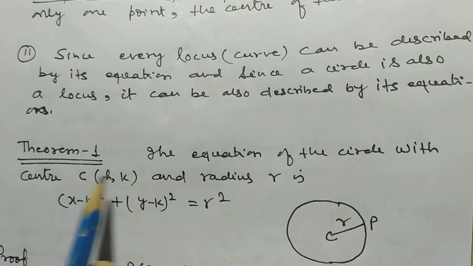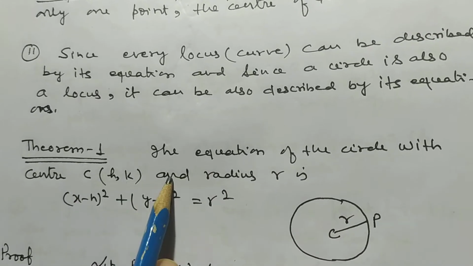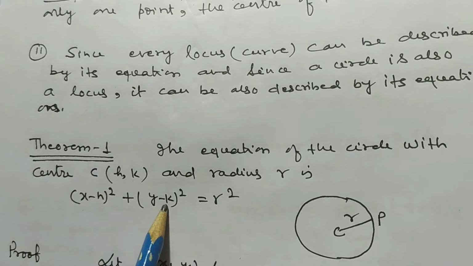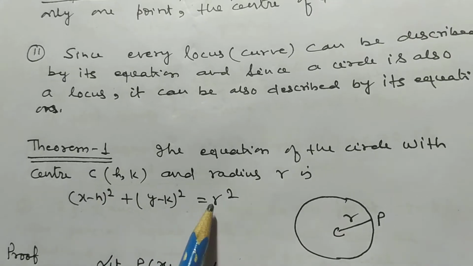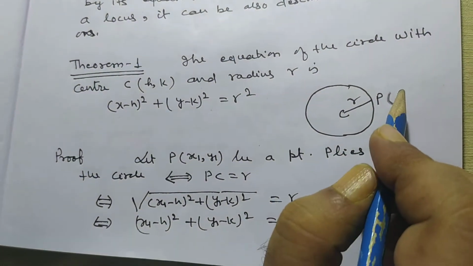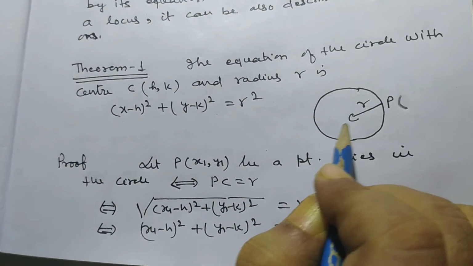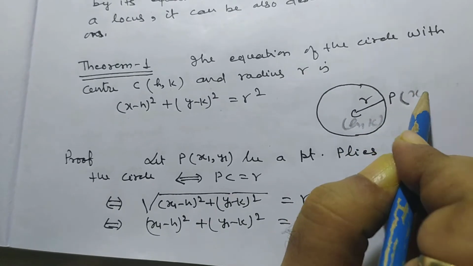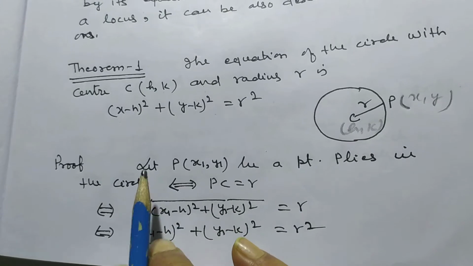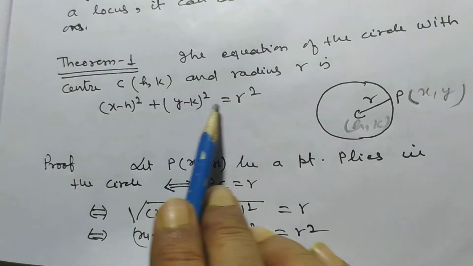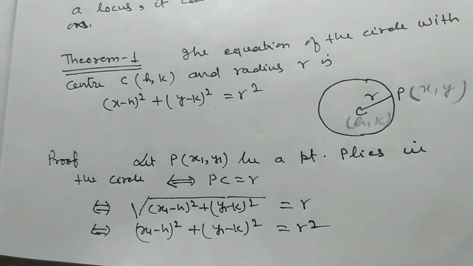The equation of the circle with center C(h, k) and radius r is (x minus h) whole square plus (y minus k) whole square is equal to r square. Suppose the coordinate of this point is (h, k) and this is (x, y). So now the distance CP is, (x minus h) whole square plus (y minus k) whole square is equal to r square.